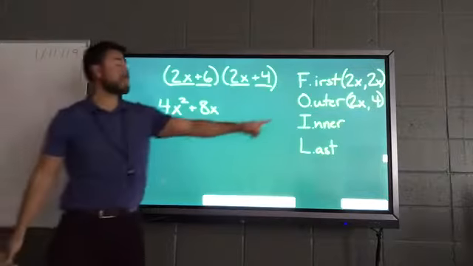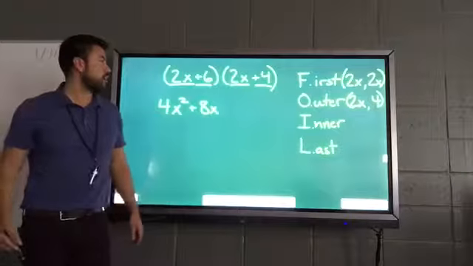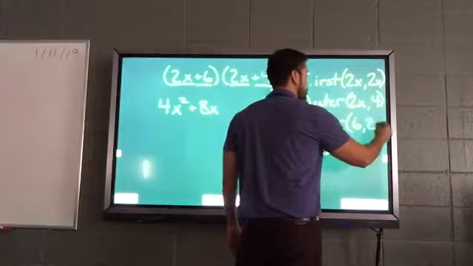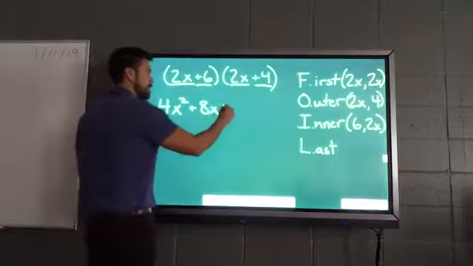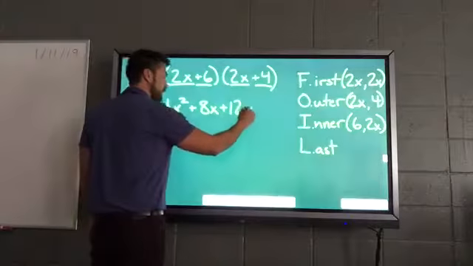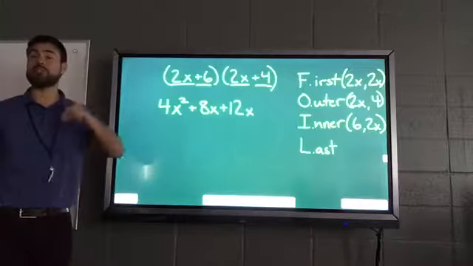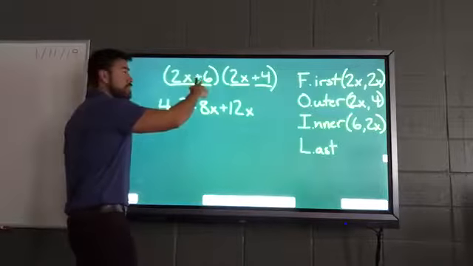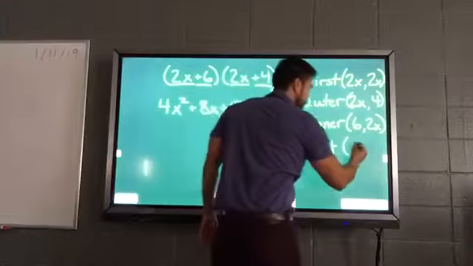Okay, what are the inner terms in this problem? Sophie? 6 and 2x. And again, this is for your benefit. What is 6 times 2x? 12x. And then what are the last terms of these 2 binomials? 6 and 4. So I'll write that down.